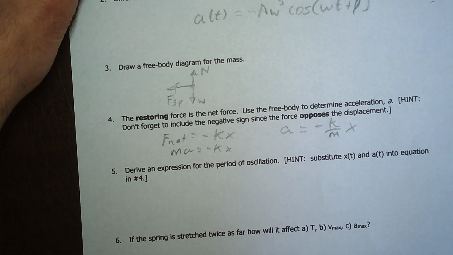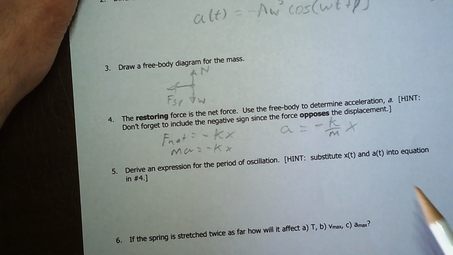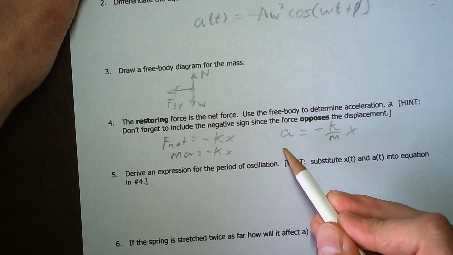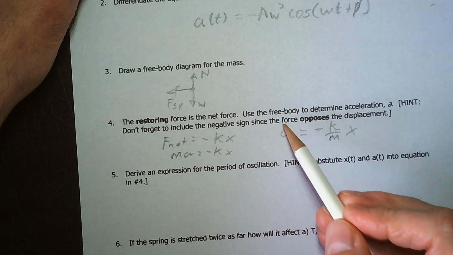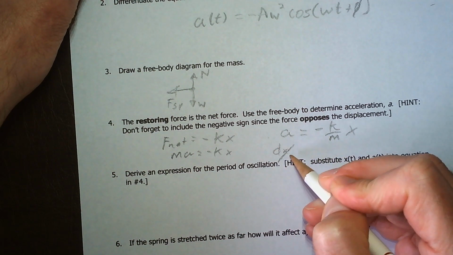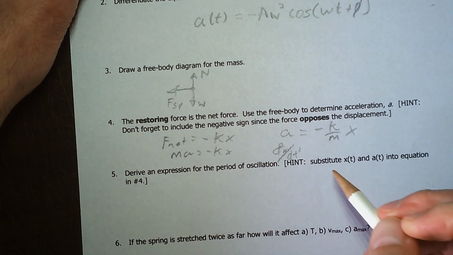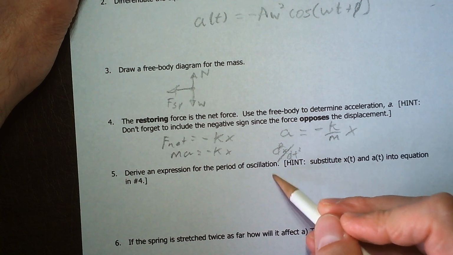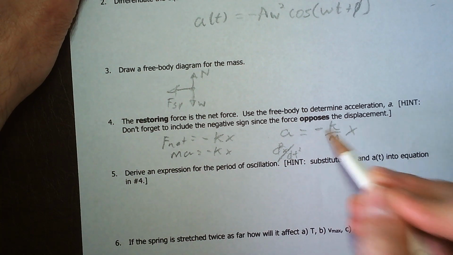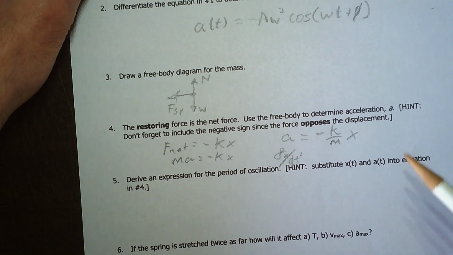Number 5, derive an expression for the period of oscillation. All right, so acceleration is really the second derivative of the position. So I need to think, in other words, it's like this: d squared x over dt squared. I have to think of something where when I take the slope of it twice, I get the same function again, except I get a negative. Well, it's only sine and cosine that do that.